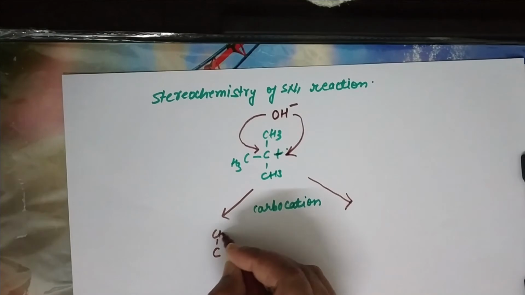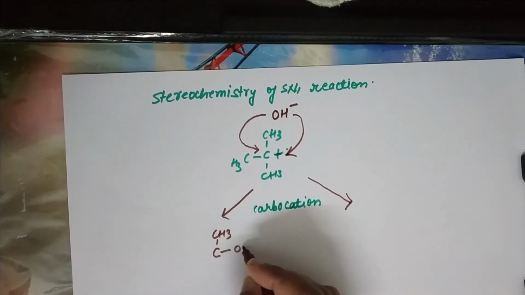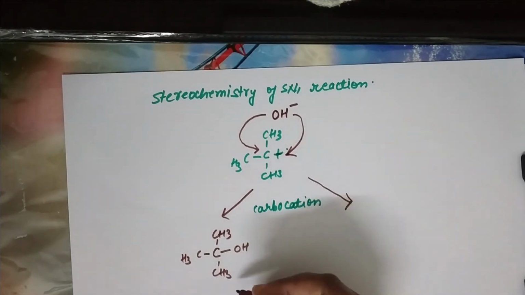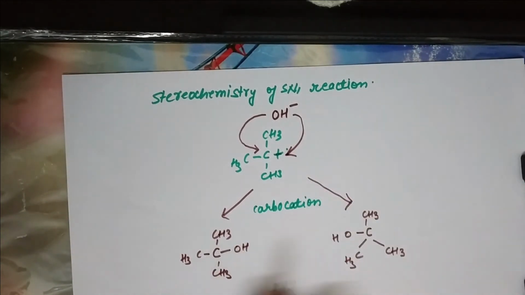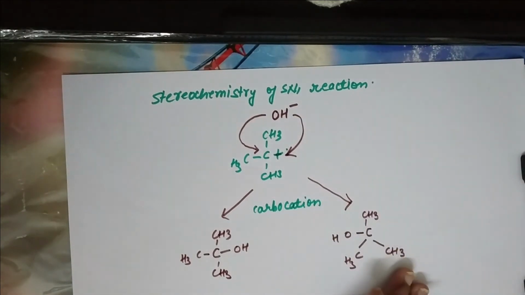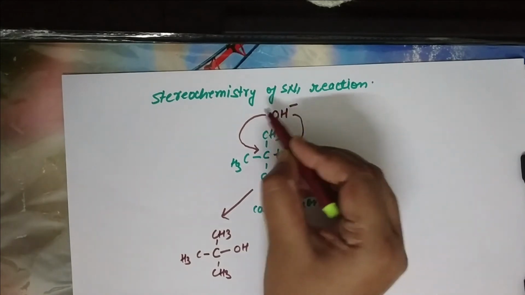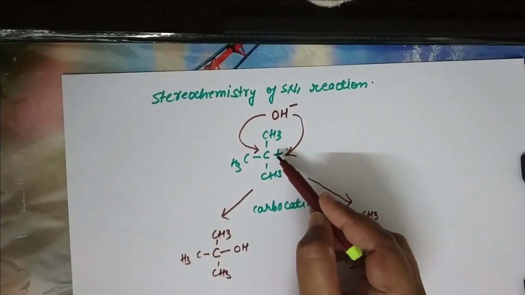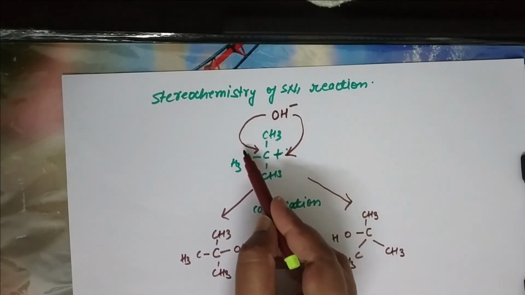In the first case, this could be our product, and in the second case, this would be our product. In both cases you can see the configuration has changed. So in an SN1 type reaction we will get a racemic mixture. We will get two types of isomer. An isomeric mixture is obtained in the SN1 reaction because the nucleophile has an opportunity to form a bond with carbon from either the front side or the back side.